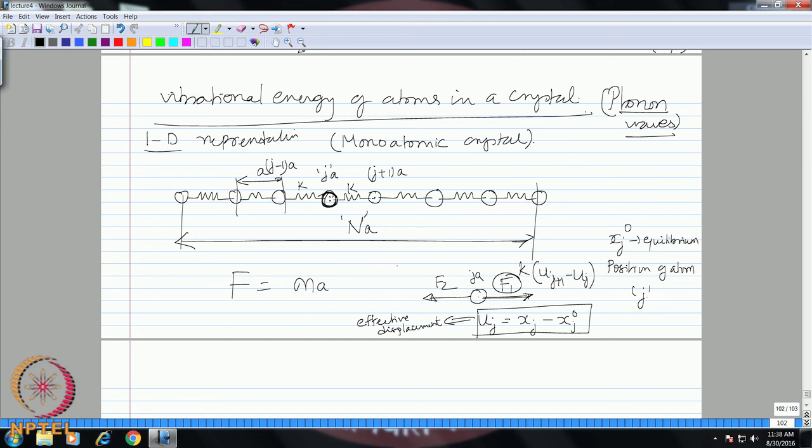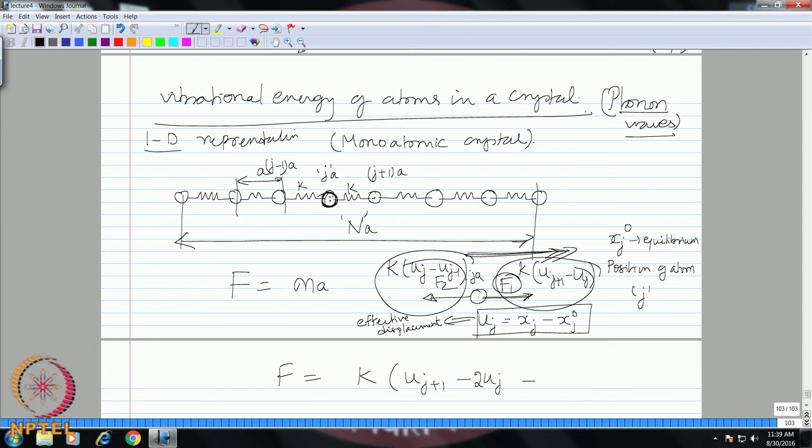Similarly, in case of F2, k times u_j minus u_j minus 1. So, therefore, the net force will be the difference between this and this, right. The net force which is pulling the particular atom j to the right will be this force minus this. Now, what will happen in the wave nature? This will produce a right running wave effectively in this direction, right. So, the net force will be k times u_j plus 1 minus 2 u_j plus u_j minus 1. Okay. So, this is the net force acting in this direction. In terms of the wave picture, it will now produce a right running wave which is moving in this direction, this vibrational energy.